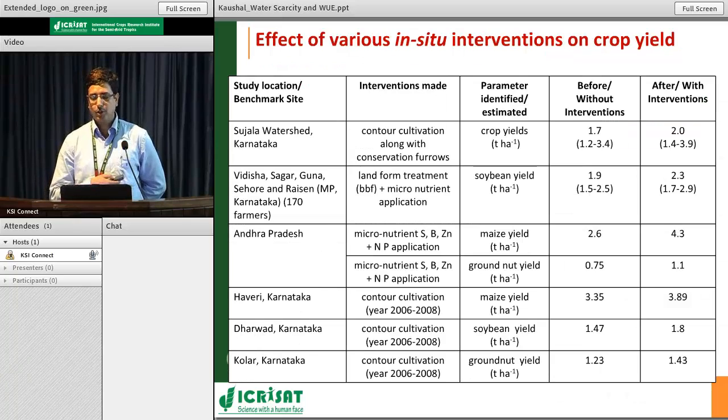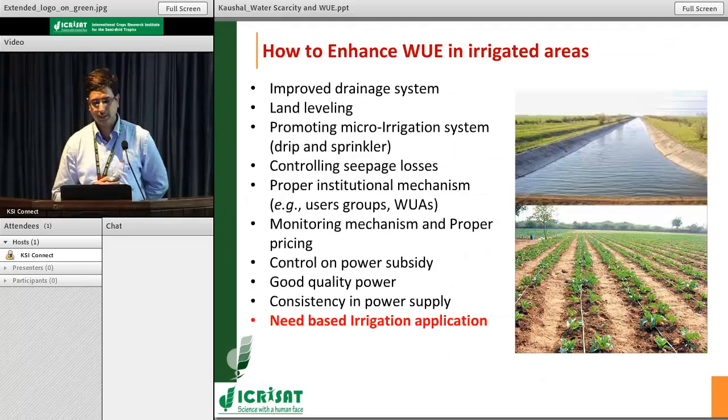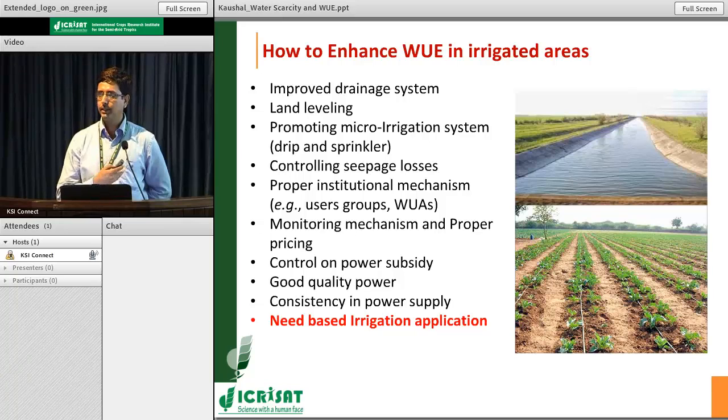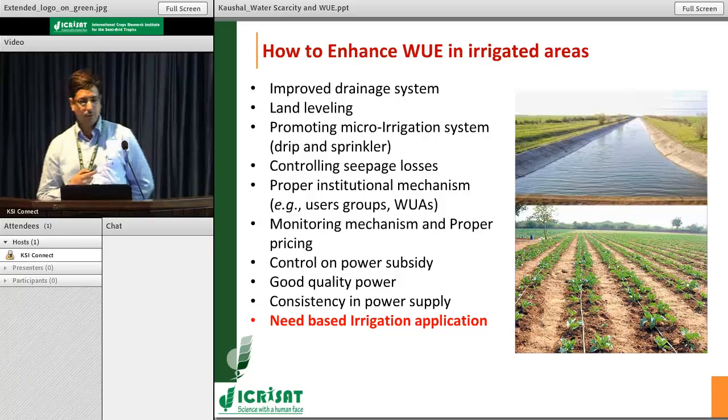Similarly, in a number of other projects, we have worked out that a 30 to 40% yield increase is possible by different land and water management and nutrient management practices, and these are a big list. I am not going to go into detail. Further, we were talking about the rainfed area. Huge opportunities are there to work on rainfed systems to enhance the water use efficiency.